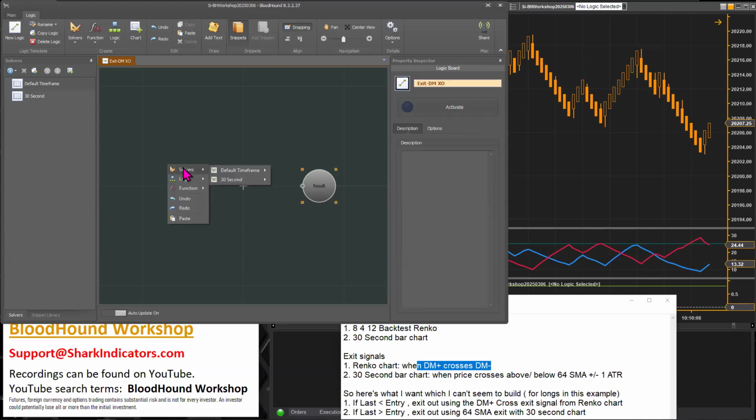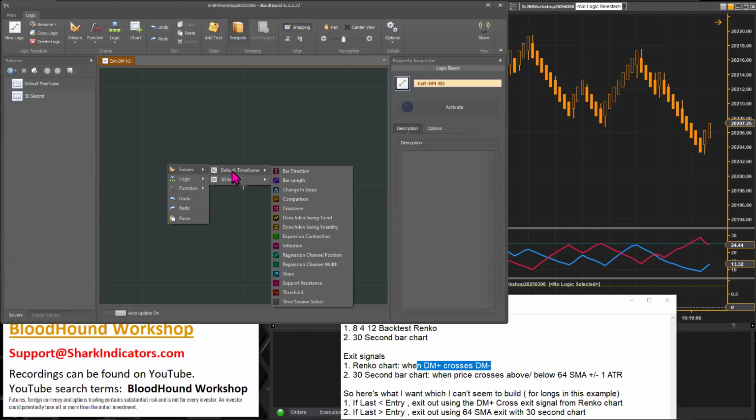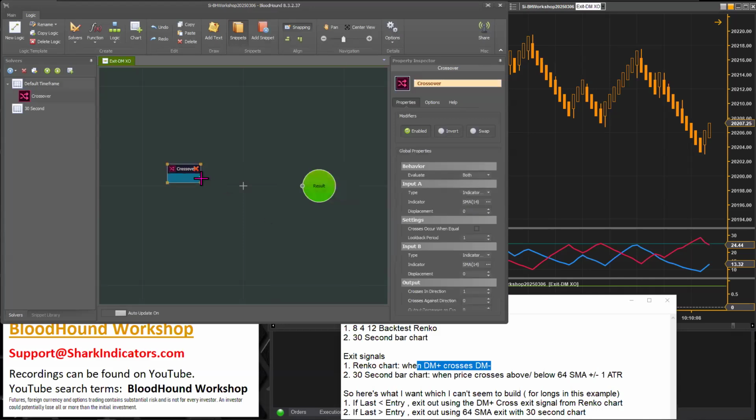So we're going to go to our solvers. And since this is on the Renko chart, we're going to go to the default time frame, right? Again, remember the default time frame is our Renko chart, the chart that Bloodhound is running on. And then we're going to grab a crossover solver. There you go. Let's connect that in.